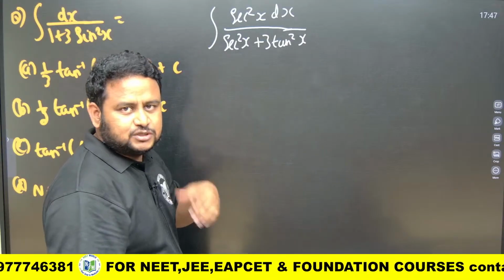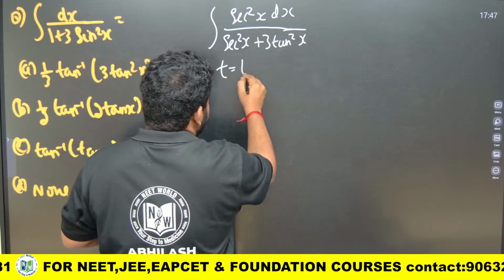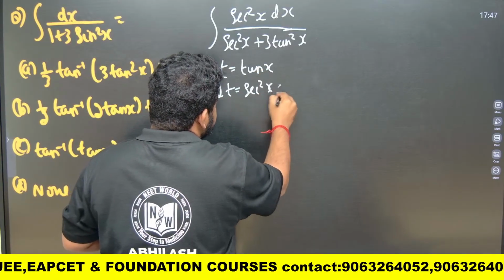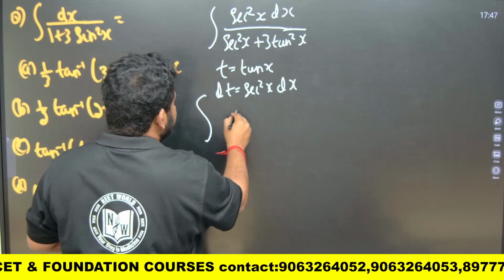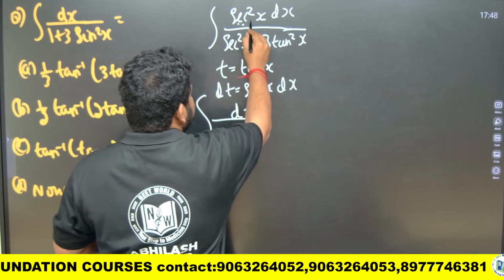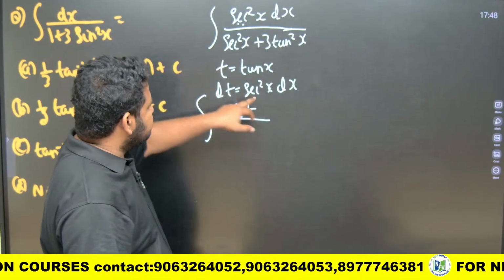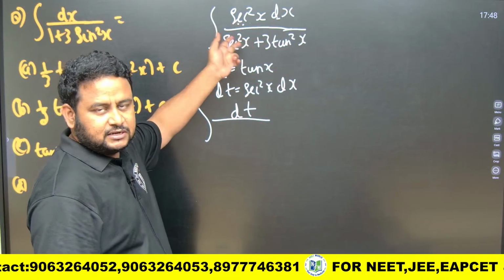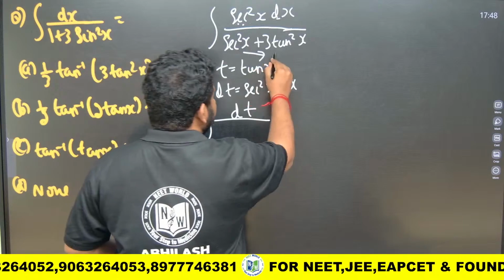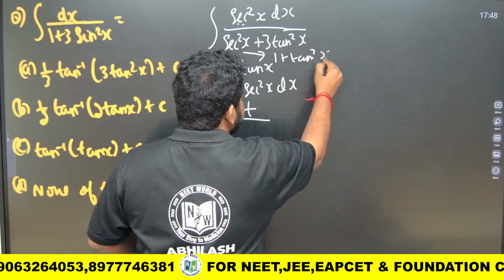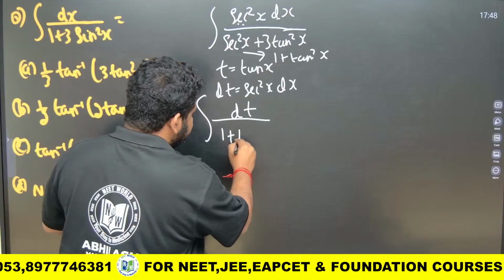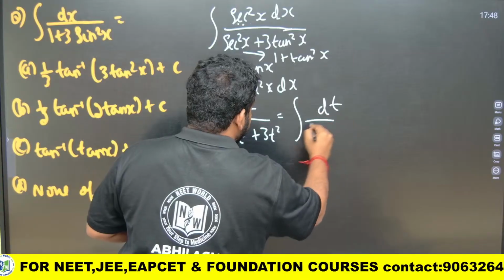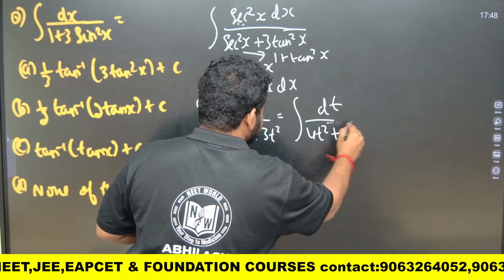Now what should I do? I should put t is equal to tan x. So dt will become secant square x dx. This is in terms of tan. So tan square x is equal to t square, and secant square x can be written as 1 plus tan square x. So this entire denominator turns into 1 plus t square plus 3t square. So that is equal to dt by 4t square plus 1.